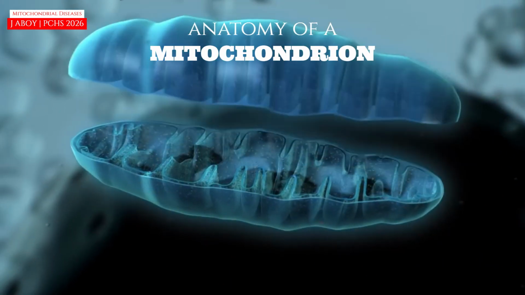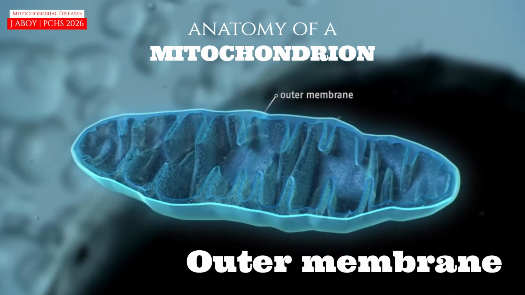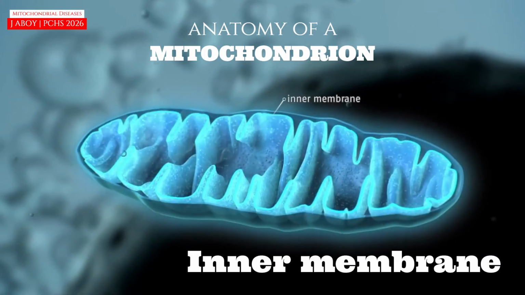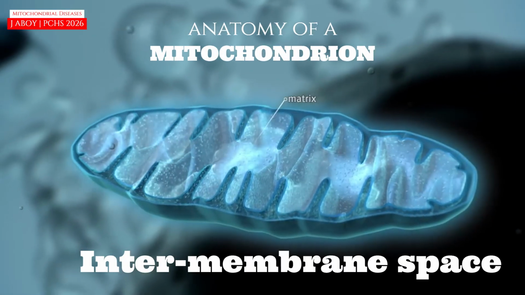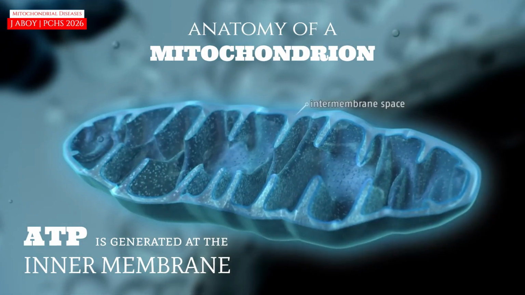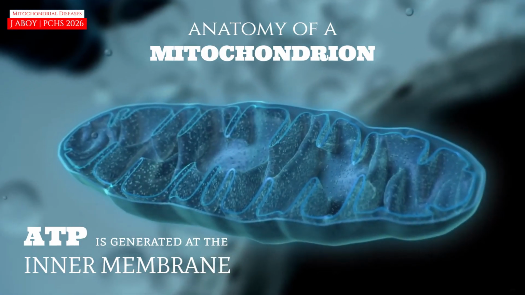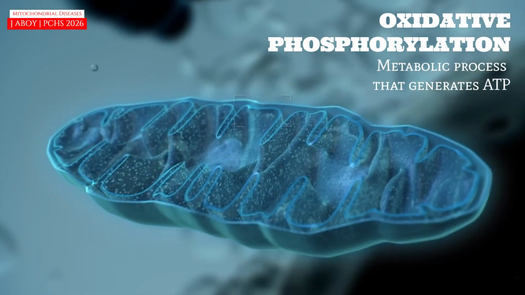A mitochondrion consists of two membranes, an outer membrane separating it from the cytosol, and an inner membrane surrounding the so-called matrix. The area between these membranes is called the intermembrane space. ATP is generated at the inner membrane of mitochondria by an efficient mechanism called oxidative phosphorylation, involving several membrane protein complexes.